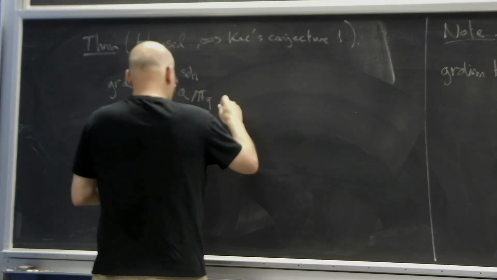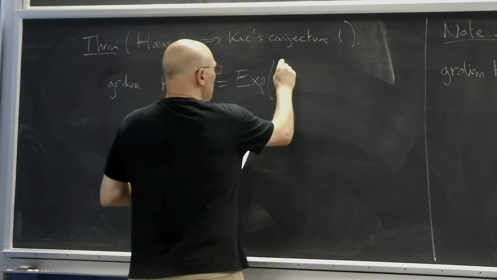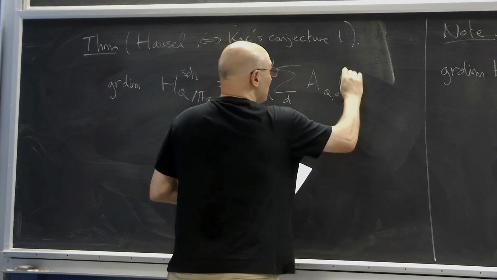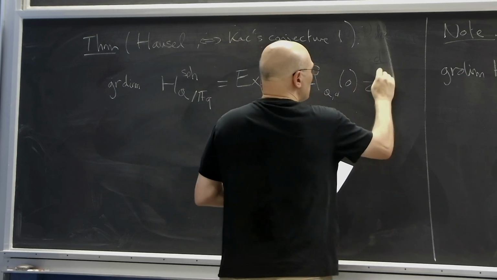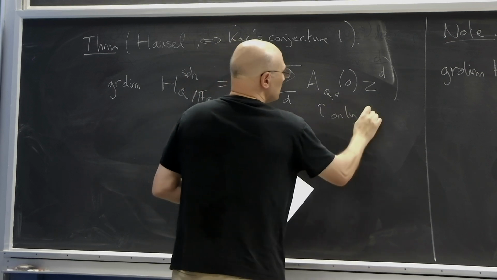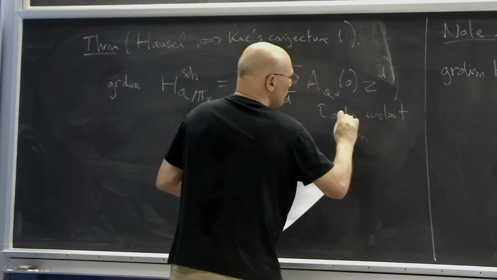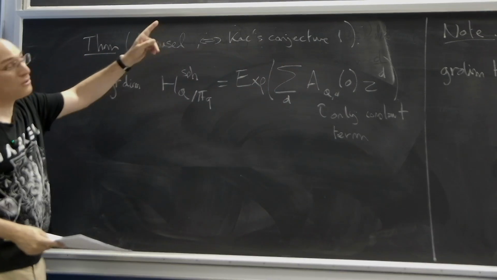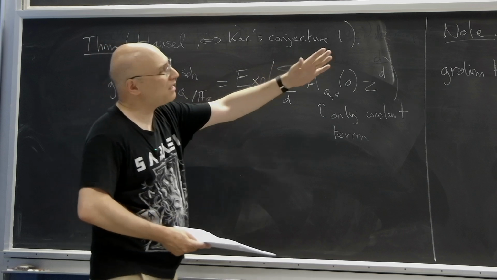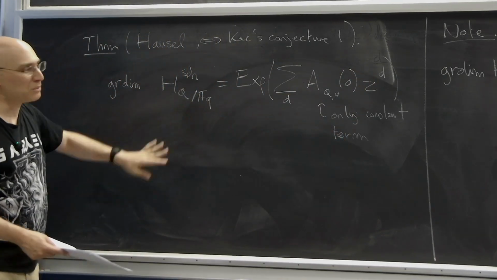And so the theorem says that this is the plethystic exponential of A_{Q,d}(0), just the constant term. Only the constant term. So somehow this spherical Hall algebra amounts to just, in this big algebra, picking out the piece corresponding to the constant term of this Kac polynomial.